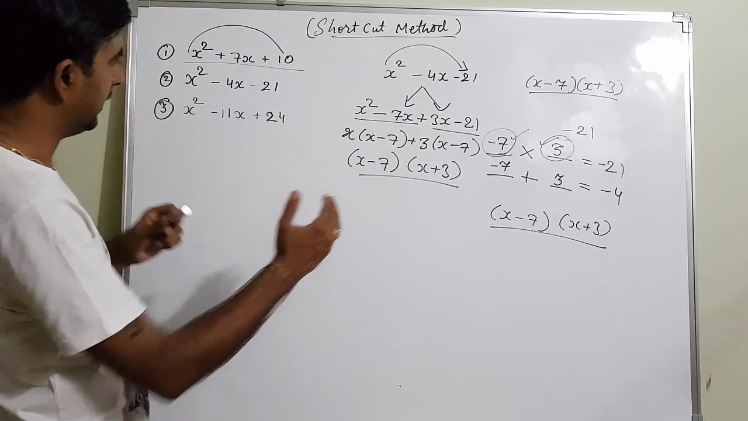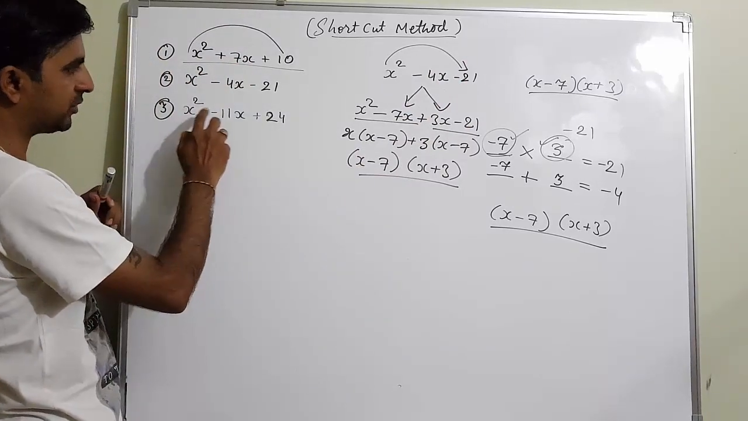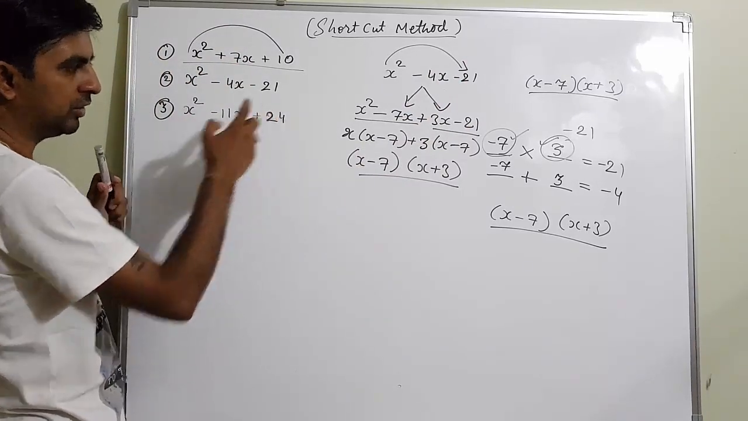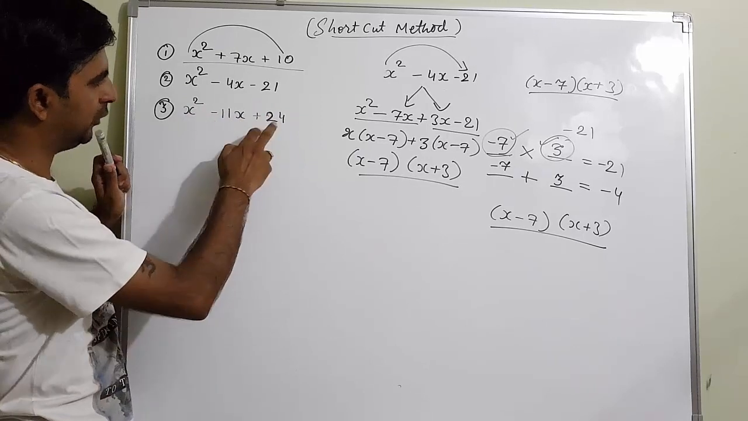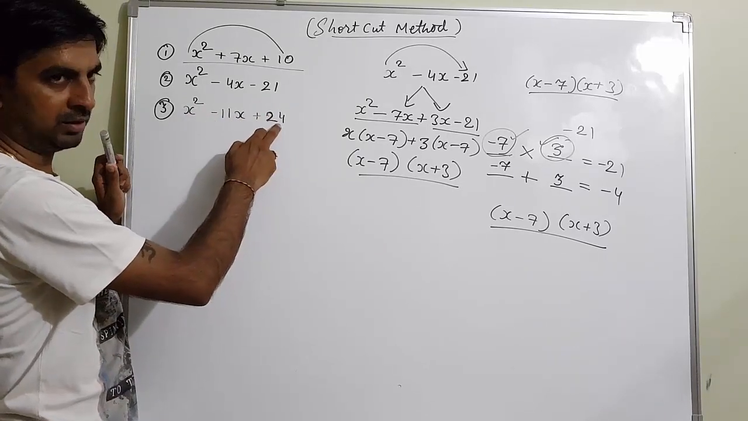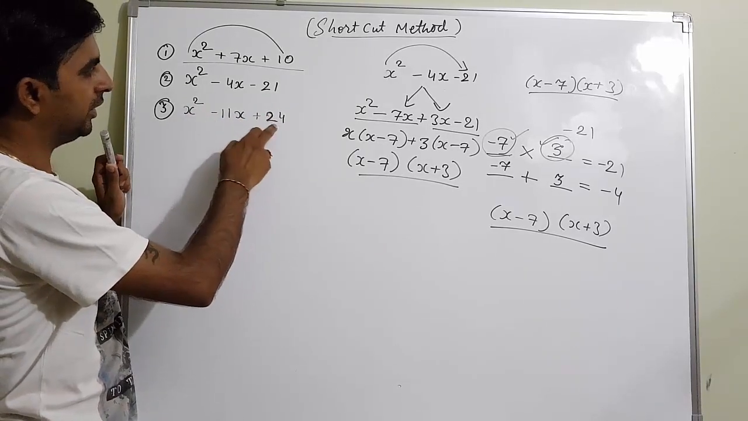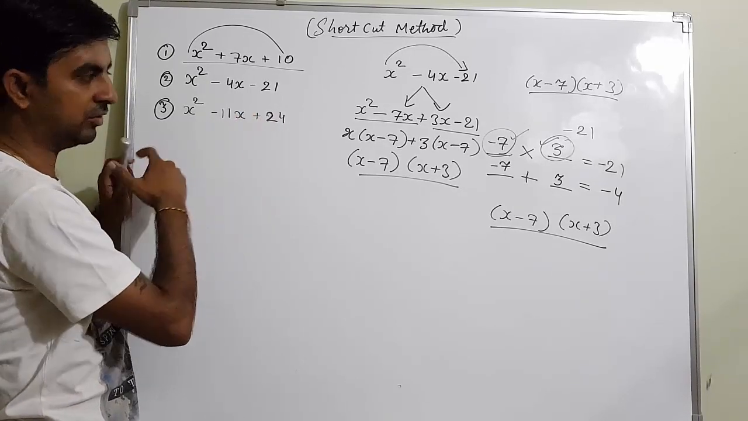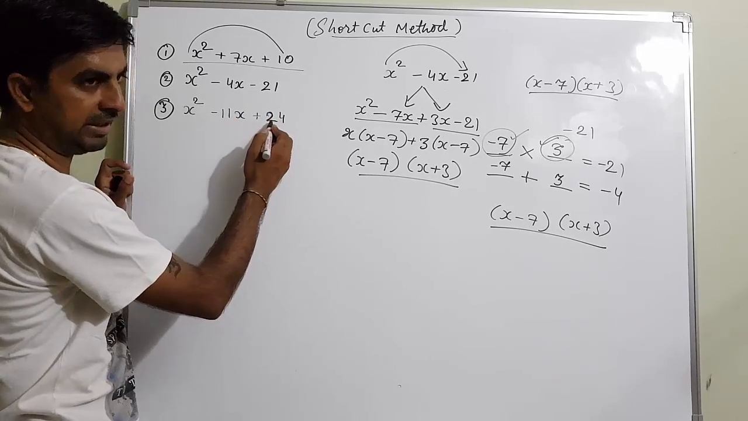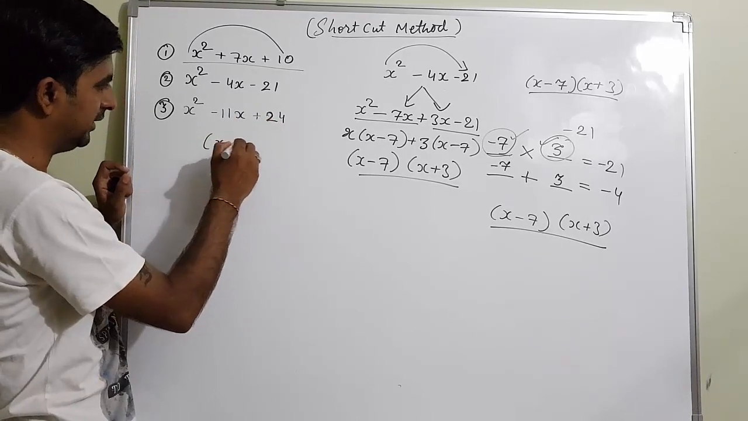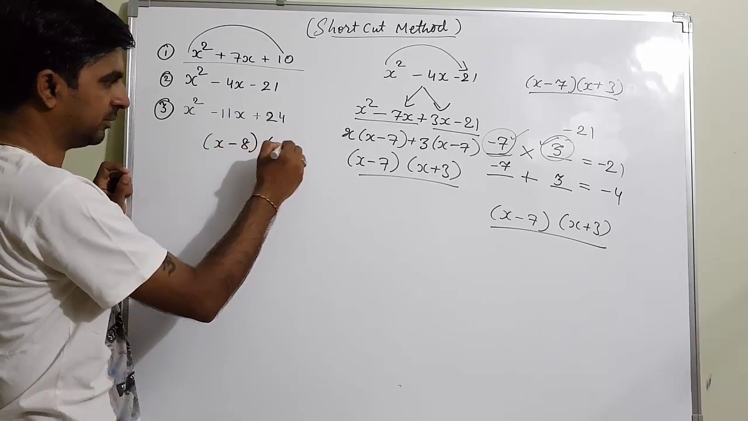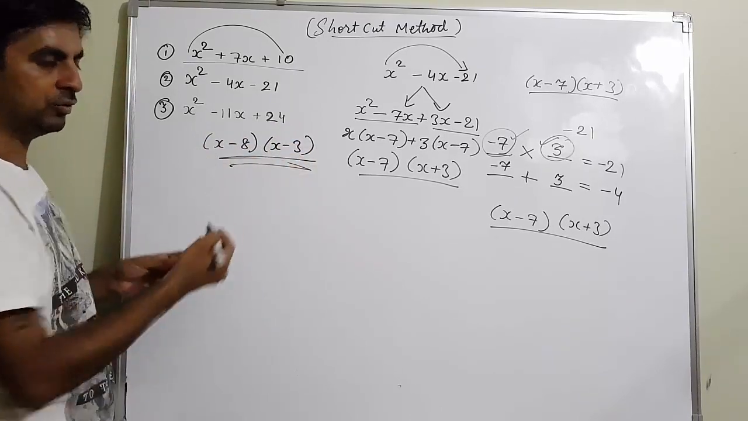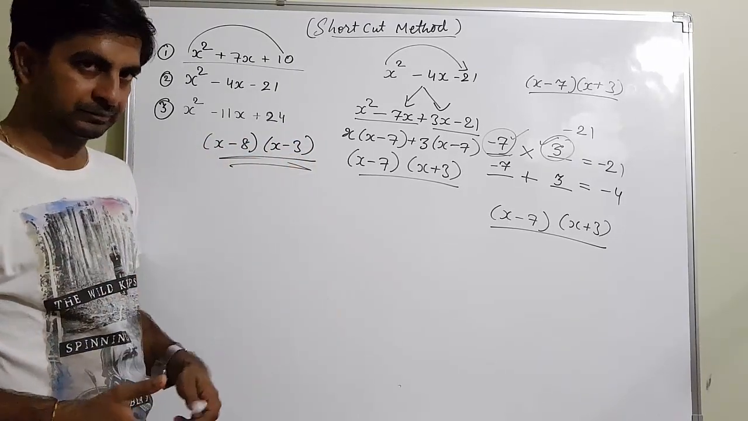At that time only you can do this. Let me solve this last one, sorry. x square minus 11x plus 24. So we have to find the factors of 24. 8 times 3 is 24. But 8 and 3 are positive, and we need minus 8, minus 3 because we want minus 11. So the factors will be minus 8 and minus 3. So directly you can say x minus 8 and x minus 3. So these are the two factors which you need to find out.